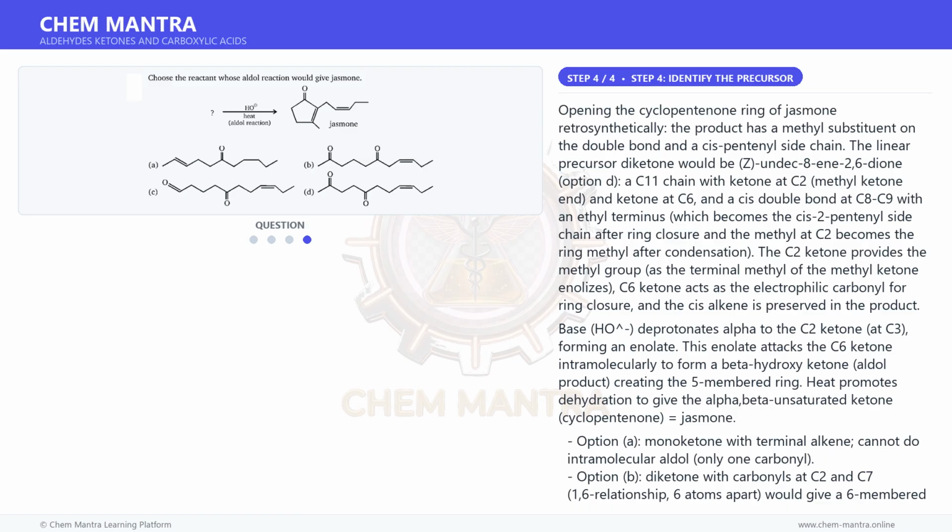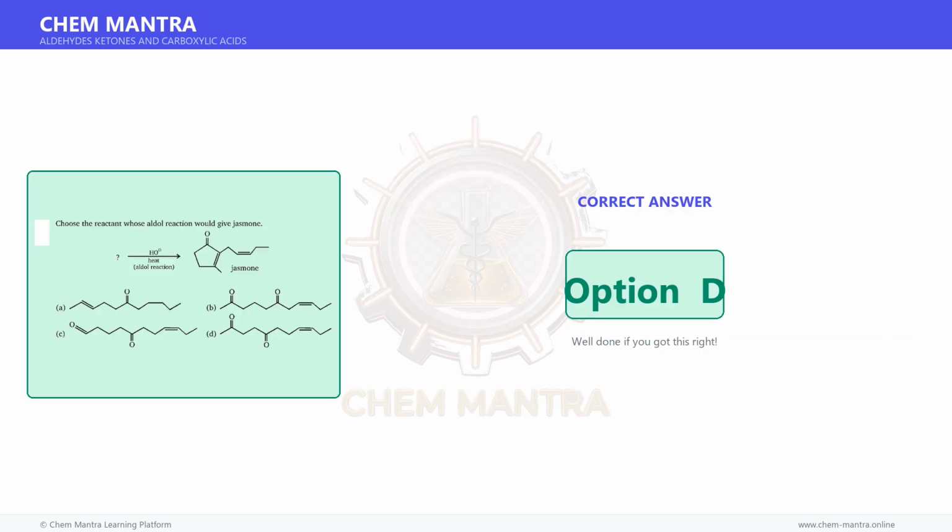Option D. A diketone at C2 and C6, a 1,5 relationship, 5 atoms apart counting both, gives the correct 5-membered ring with the right substituents to produce jasmone. Therefore, the correct answer is D. Therefore, the correct answer is option D.